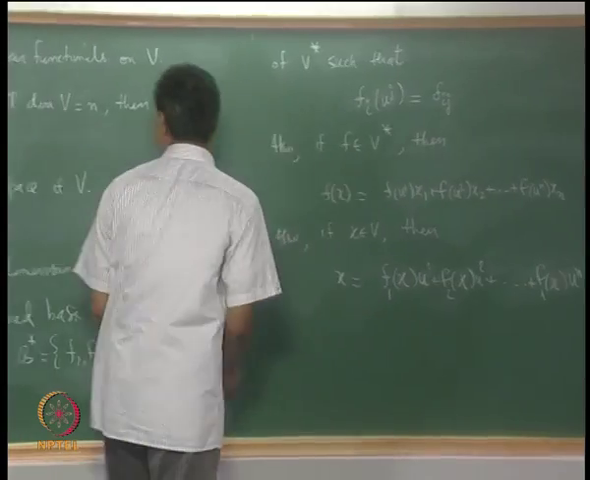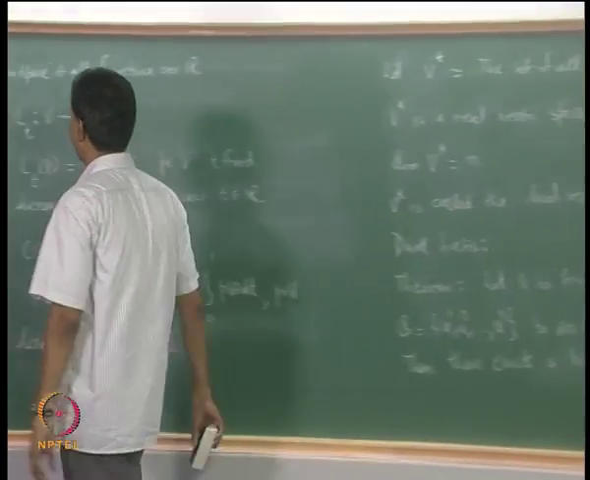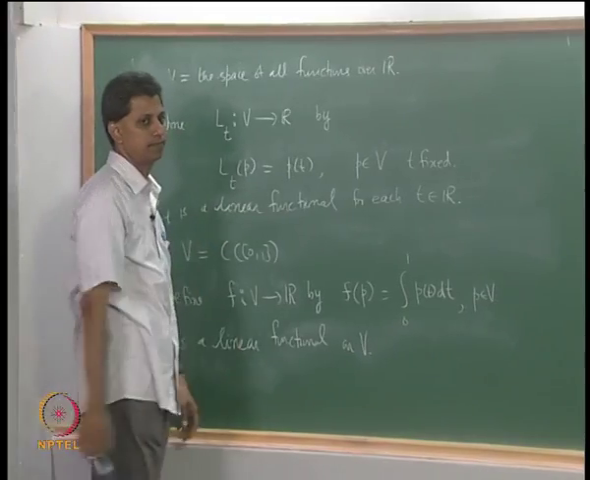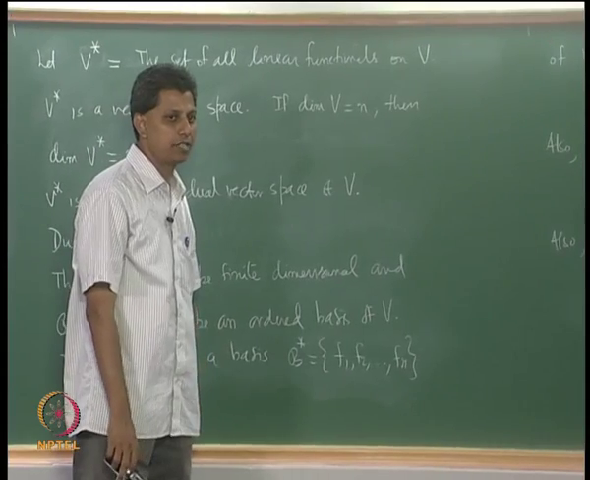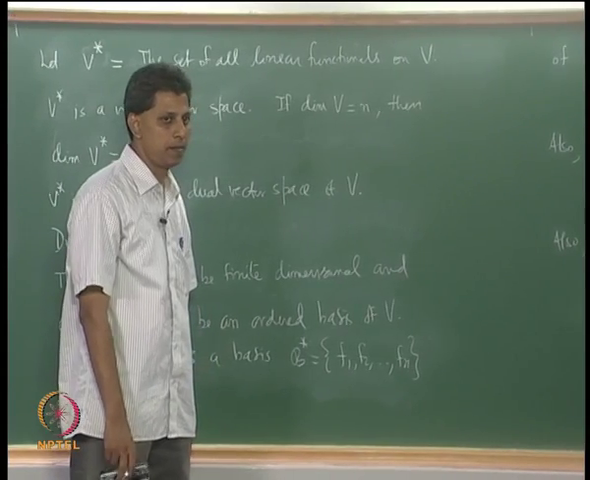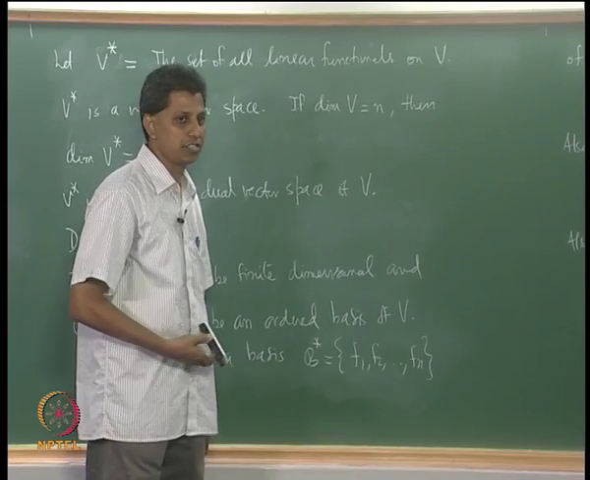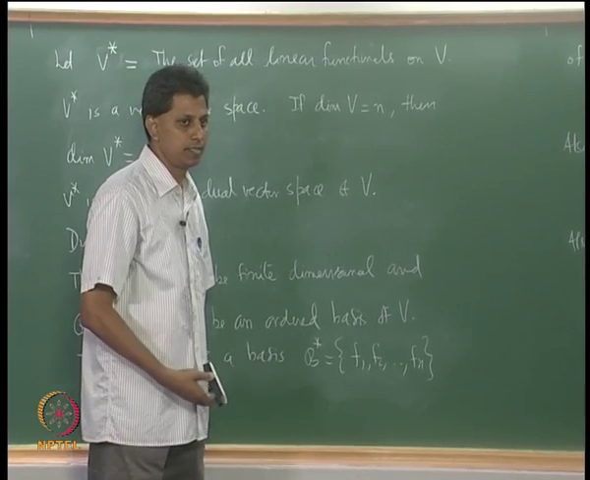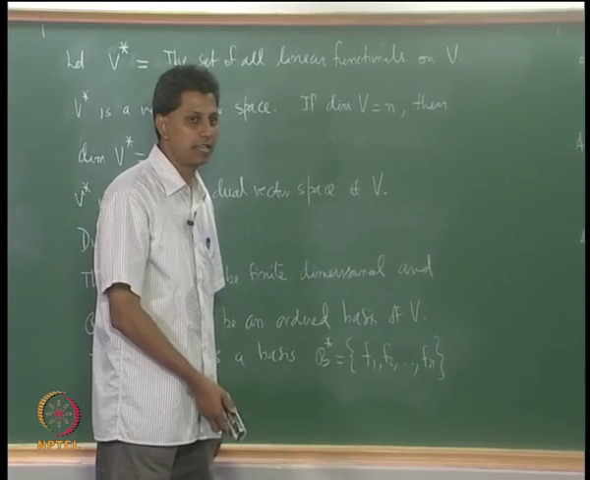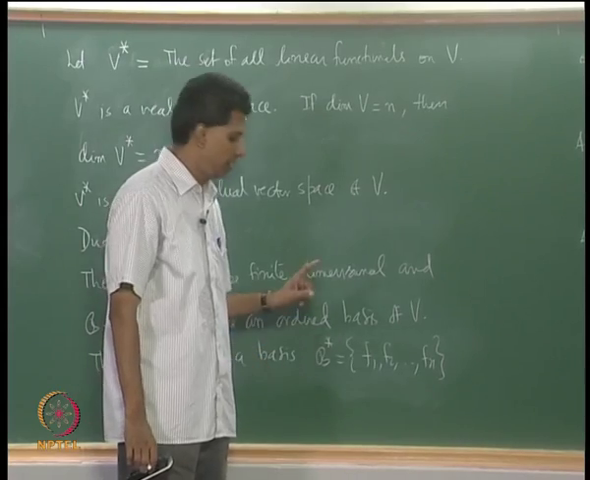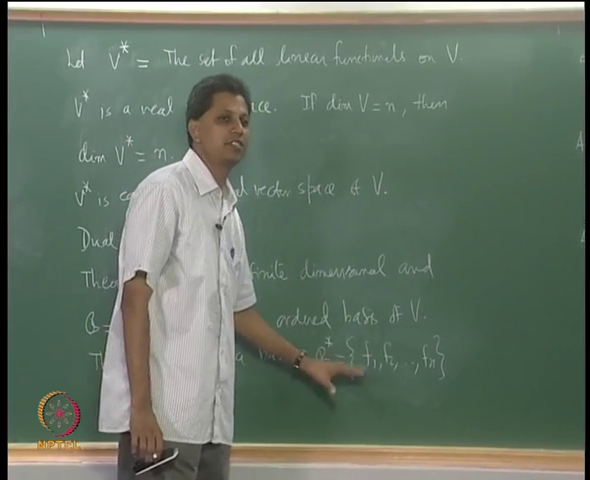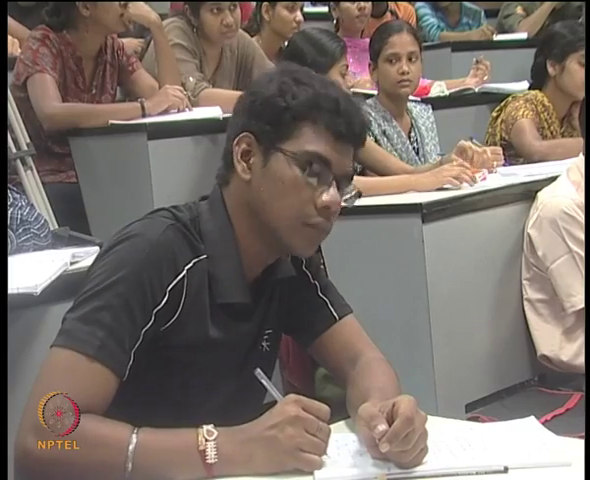Yes, sir. This is not clear. Any x is a linear combination of u1, etc., un. The question is, what are the coefficients? We are claiming that the coefficients can be given in terms of the dual basis vectors, dual basis functionals. Okay, let us prove this now.